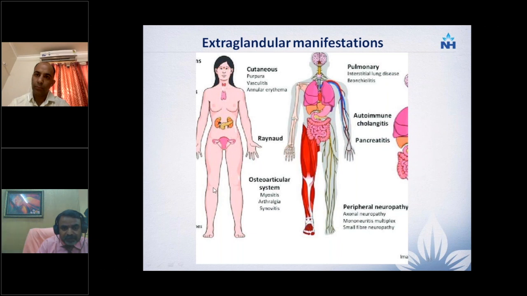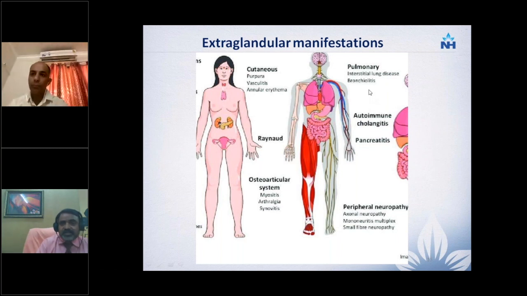This purpura will appear over here, over the shin, and it mimics a vasculitis. Sometimes this patient presents with renal tubular acidosis also, and 15% of cases may present with Raynaud's. Other features like myositis or myalgia, arthralgia, or synovitis may present as extraglandular features.